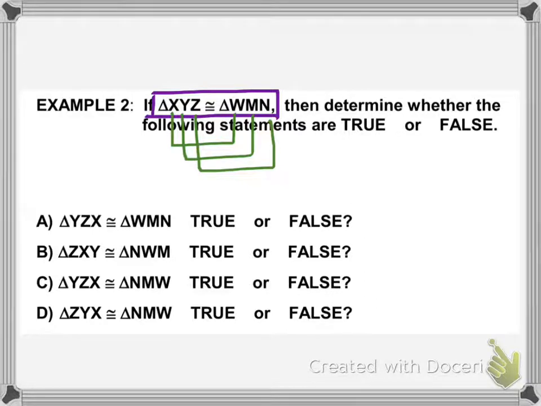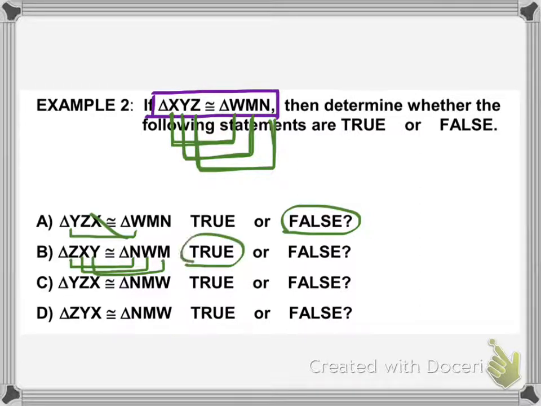So for the first one, it says that Y goes with W. If I look up at the top though, this says Y goes with M. So this one will not work. All right, B. The first letters are Z and N. If I look at my congruent statement up at the top, Z and N are both in the third position, so that's good. Let's keep going. X and W, those are both in the first position at the top congruent statement, so that's good. And then Y with M, Y and M are both the middle letters in the top congruent statement, so this is an equivalent way to write the congruent statement at the top.